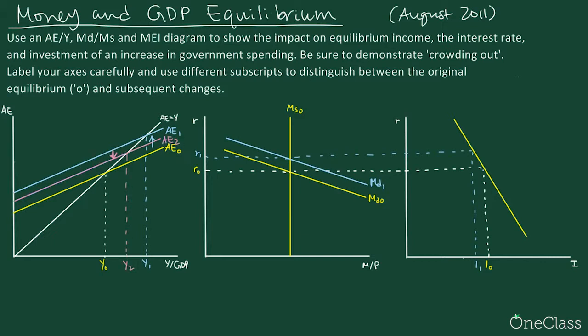So as investment is a part of aggregate expenditure, a decrease will also cause a decrease in the aggregate expenditure. So I've just shown this on the graph now with a new aggregate expenditure curve, AE2, in pink, and the point where it intersects the 45-degree line is the new level of GDP.